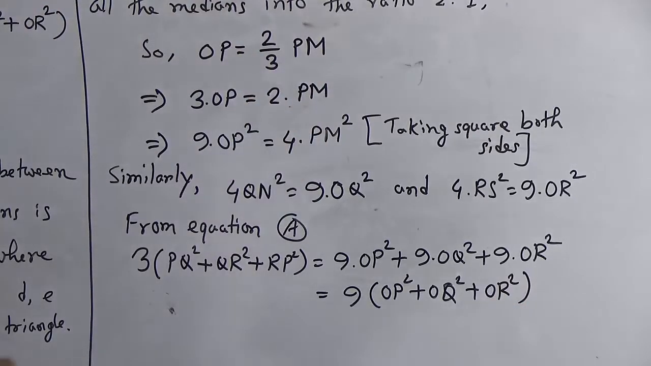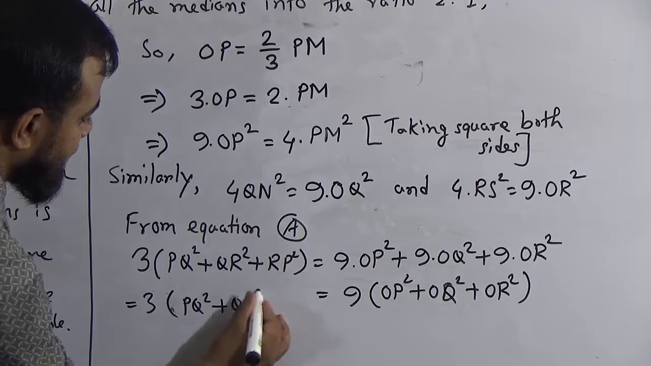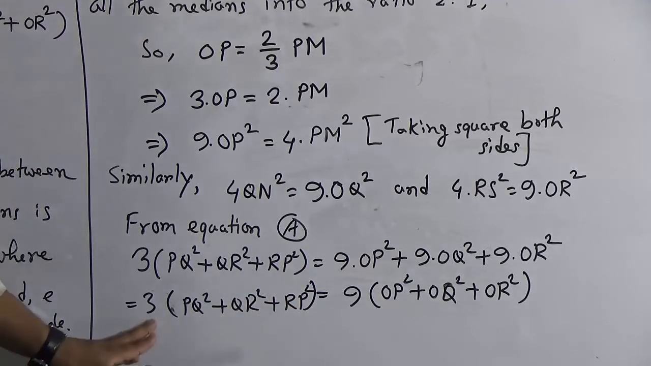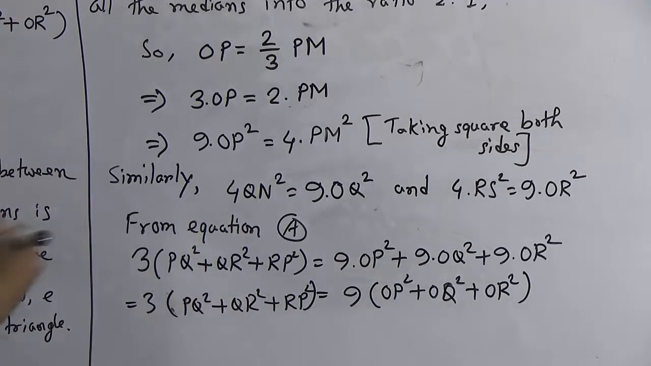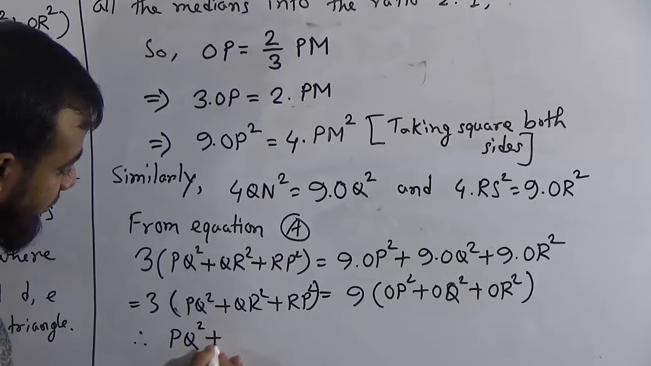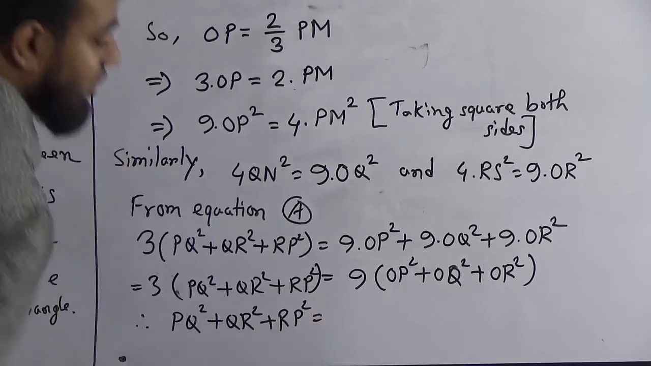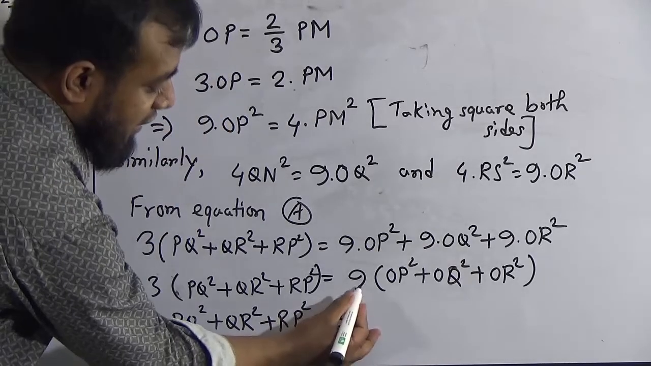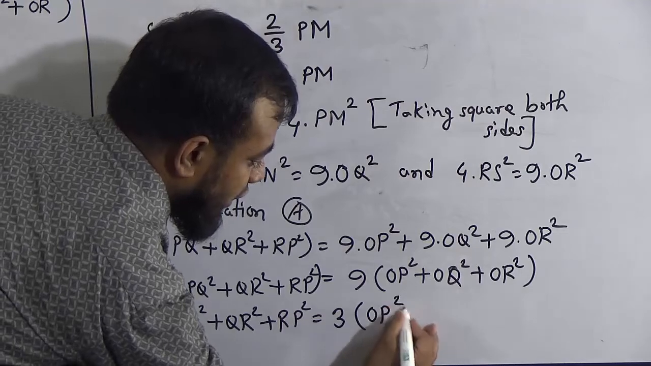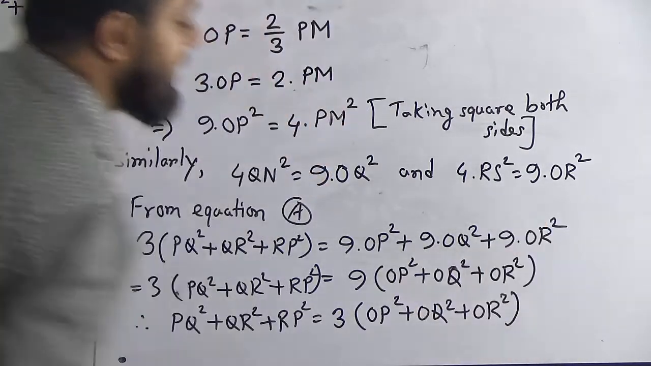My dear students, on the left side we have 3 into PQ square plus QR square plus RP square. If we divide both sides by 3, we'll get the required proof. Therefore, PQ square plus QR square plus RP square is equal to 3 into OP square plus OQ square plus OR square, because 9 divided by 3 is 3. This is our required proof.